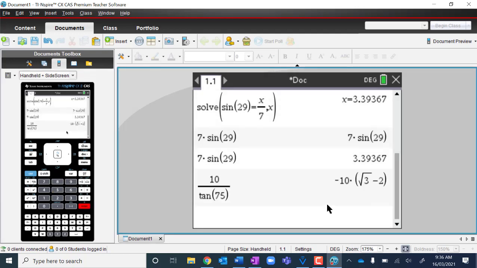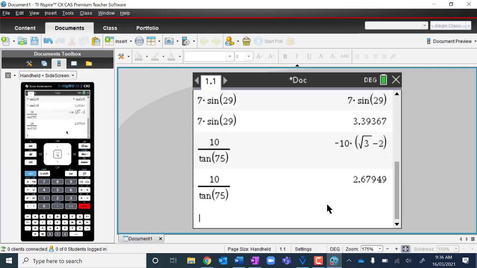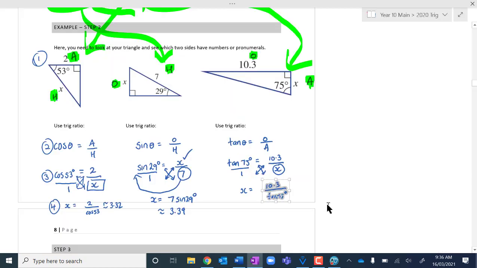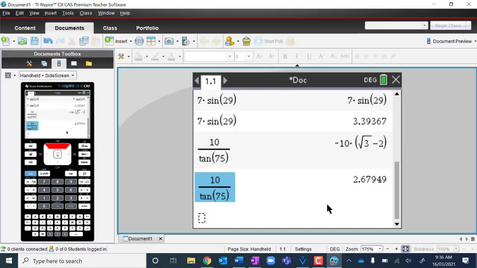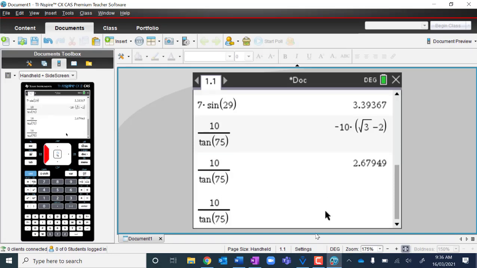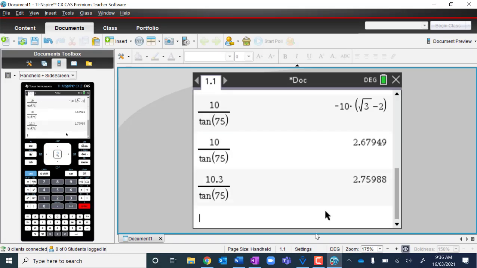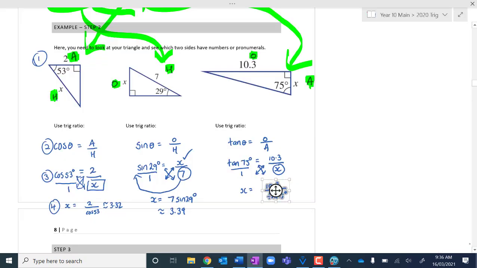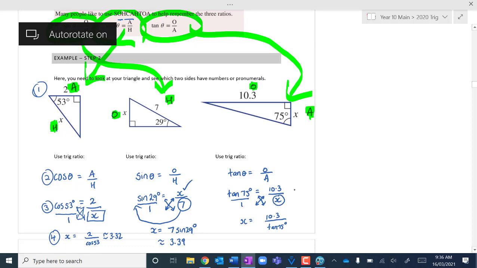You're going to get this ugly looking answer, which is actually an exact answer, but that's a little bit confusing for now. Okay, let's try that again. So I've copied that down, 2.76 to 2 decimal places.